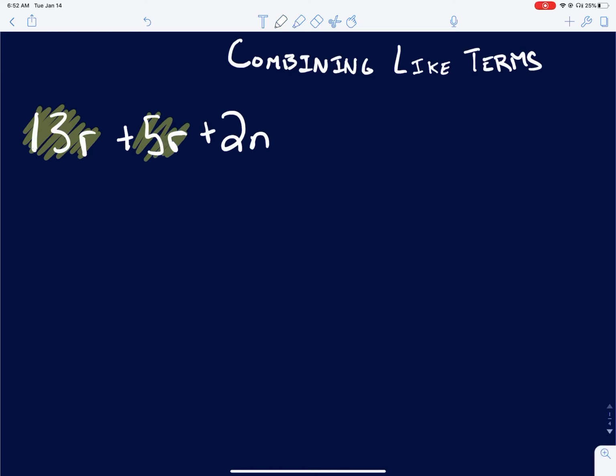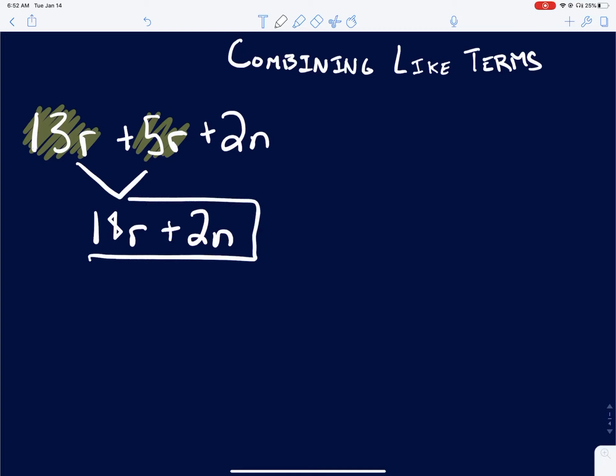Now 2N is not the same as 5R and 13R. That cannot be combined with the other two. So let's just go ahead and combine our 13R plus 5R. We know that 13 plus 5 is 18, so that's just 18R plus 2N. And as crazy as it may sound, that is it. That is our simplified form. That is the furthest we can combine our like terms in that problem.